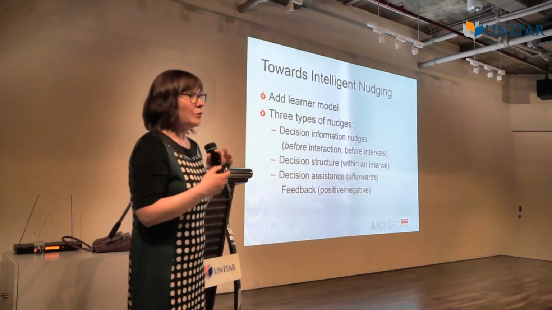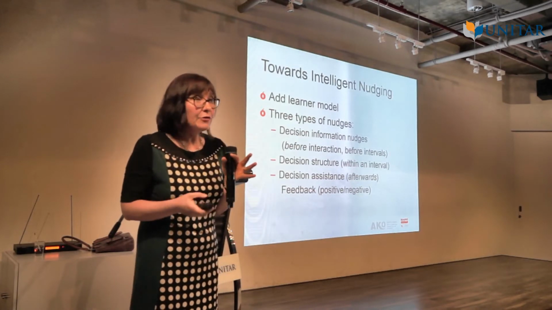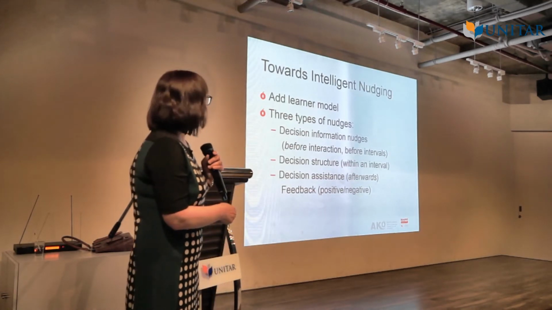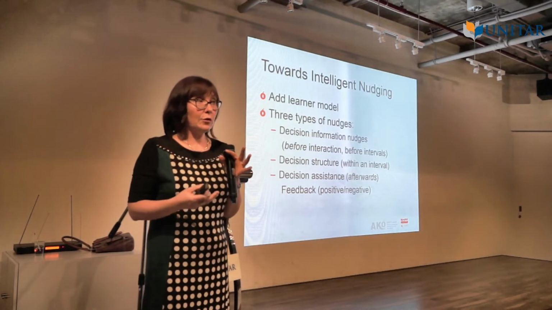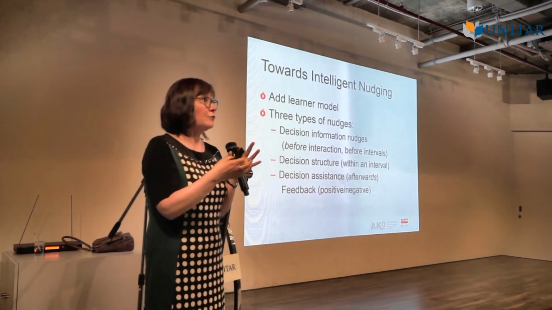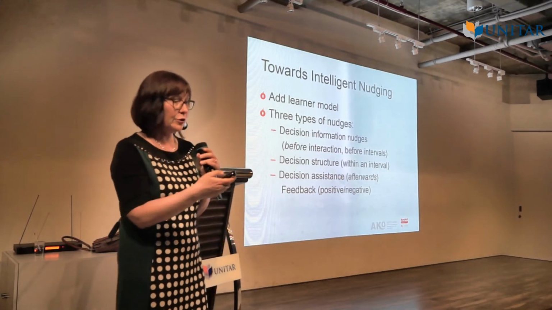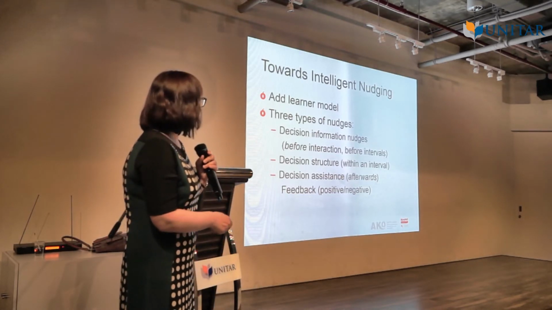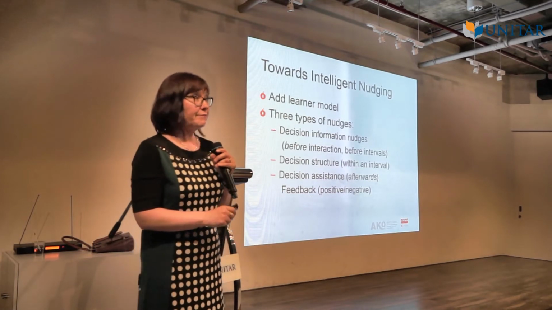So basically what we decided to do, and that's what we are currently doing, is to add the profile of the learner, the model of the learner. So we are going to collect information about what they do, also information from Survey One, and that's going to be in the student model. And then provide three different types of nudges, okay?